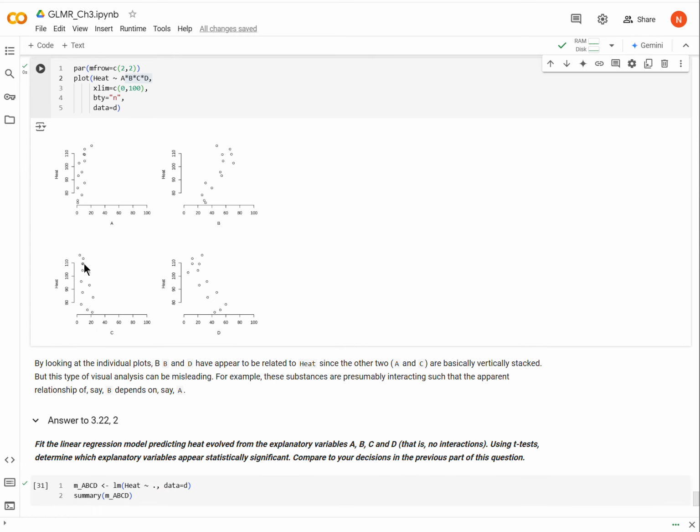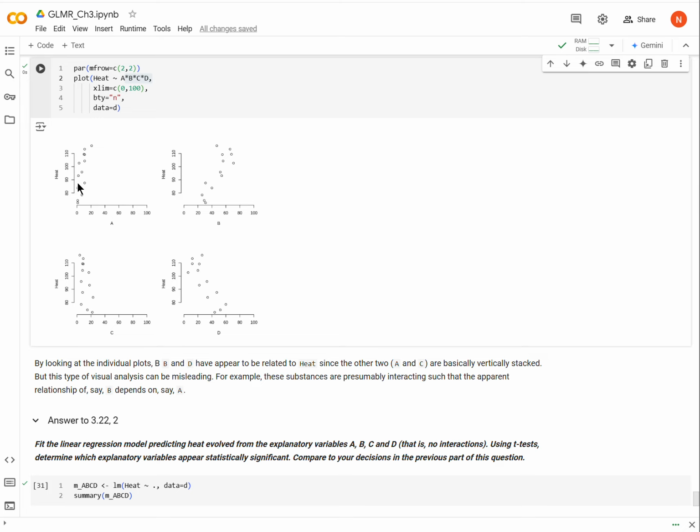Now that is what it appears to be. There's a problem if we were to naively look at this and say that clearly our model needs to be heat regressed on B and D. We're going to see how that's a problem in a second, but roughly speaking, just imagine what might be happening to the chemistry of this cement. The amount of heat that seems to be coming from B, well, the effect of B might actually very much depend on how much of A is in the mix.